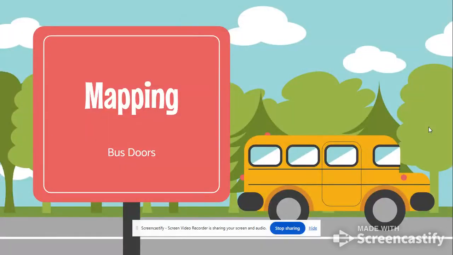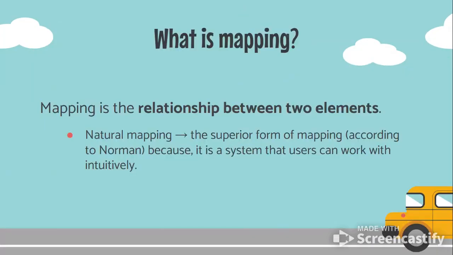Mapping. We chose to demonstrate mapping by using bus doors on the city bus in West Lafayette. What is mapping? Mapping is the relationship between two elements. Natural mapping is the superior form of mapping, according to Norman, because it is a system that users can work with intuitively.